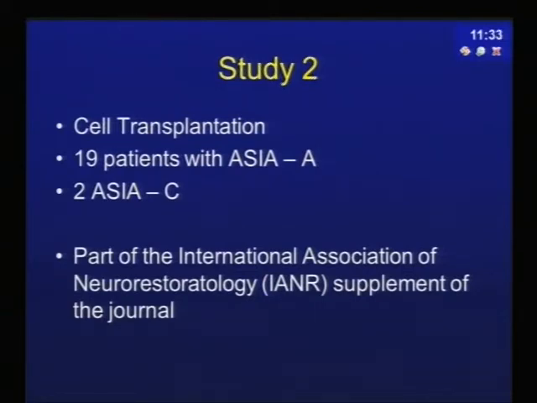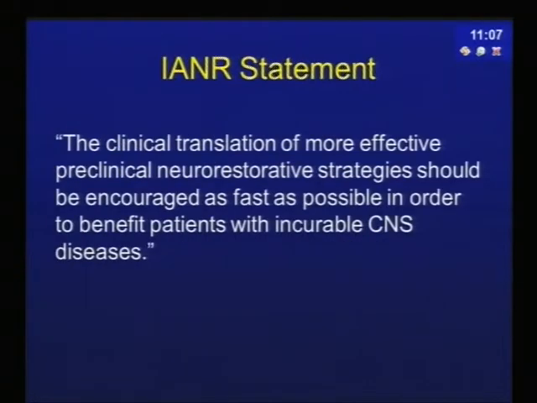Study two is part of a supplement of the International Association of Neuro-Restoratology. It's a separate society now which has its own journal, but this is before all that happened. The journal starts in 2015. This is in 2014. In the supplement, they say two patients who were injected with spinal cord stem cells improved by one grade from A to C. But even their statement in that supplement was, we need to encourage preclinical to come to clinical. They did not say therapy is ready.